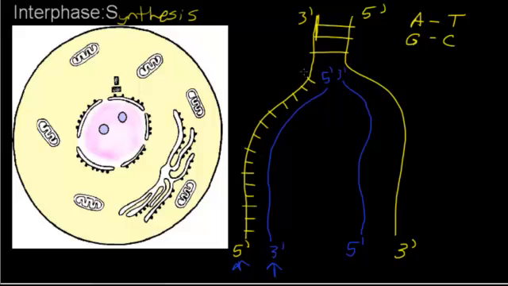Okay, so I'm not going to bother with filling these in because this is just a review, but you understand that if we had an A here, there would obviously have to be a T paired with it and so on. Okay, so in the synthesis step of interphase, the S phase of interphase, we're replicating the DNA.